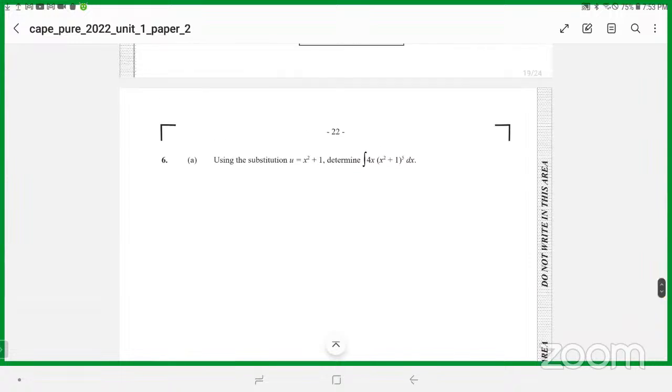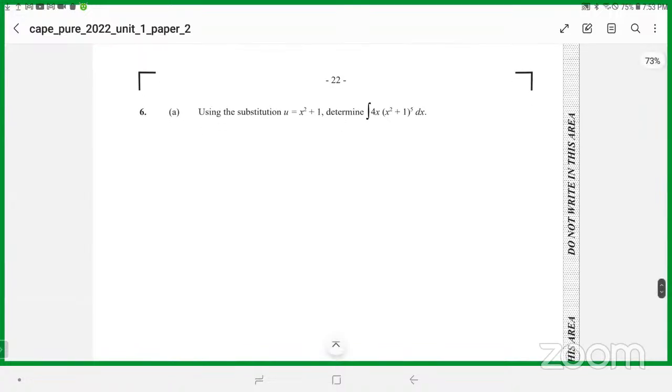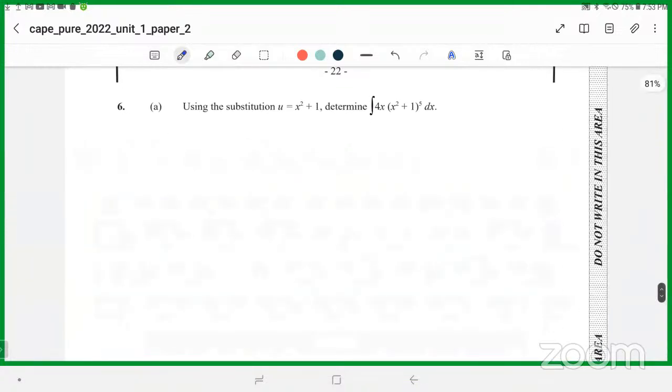It's a substitution method question here. I'm going to deal with this one. All right. So the question is telling us to use the substitution here to solve that. I'm going to tell you what the key thing is now.